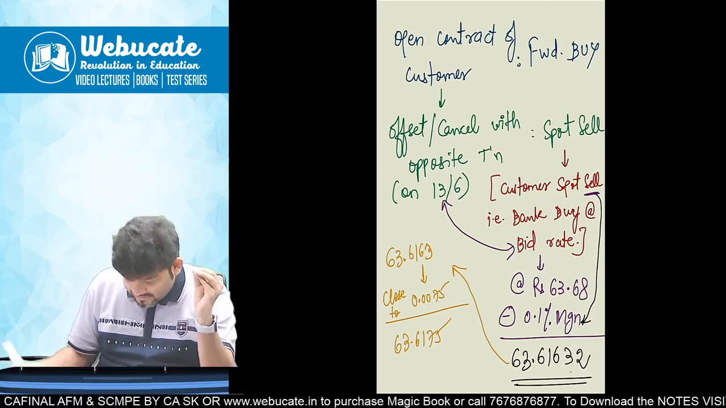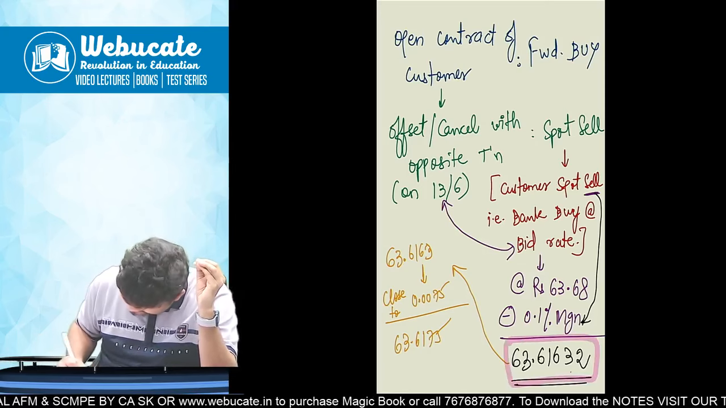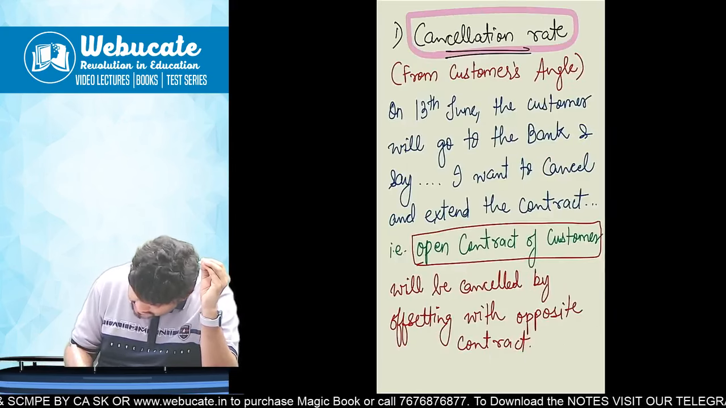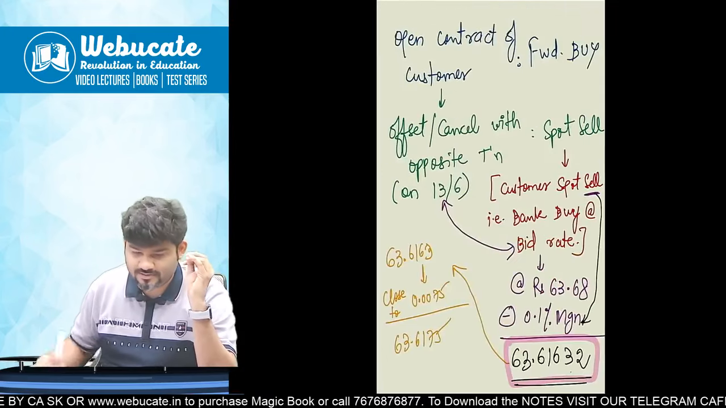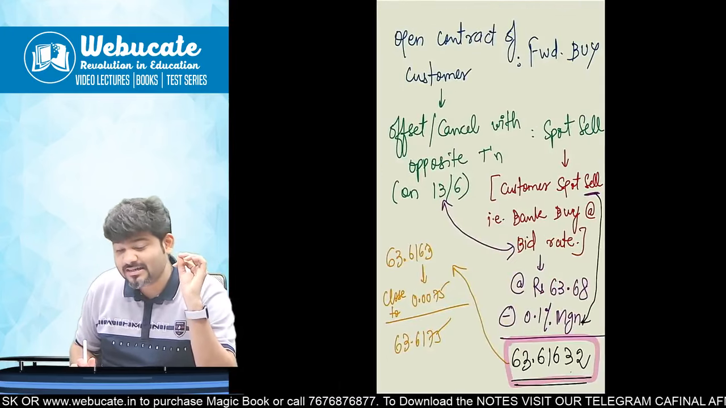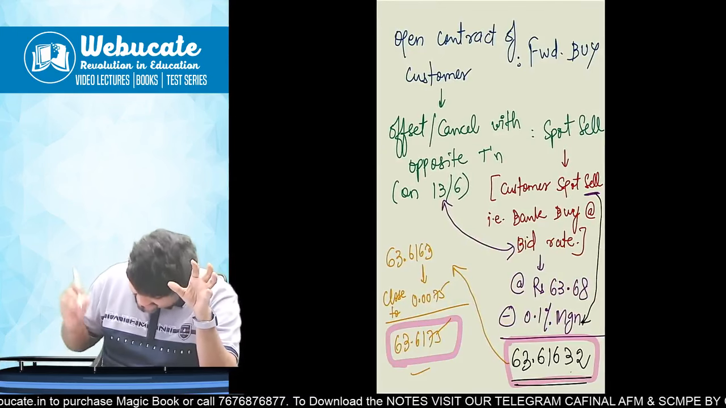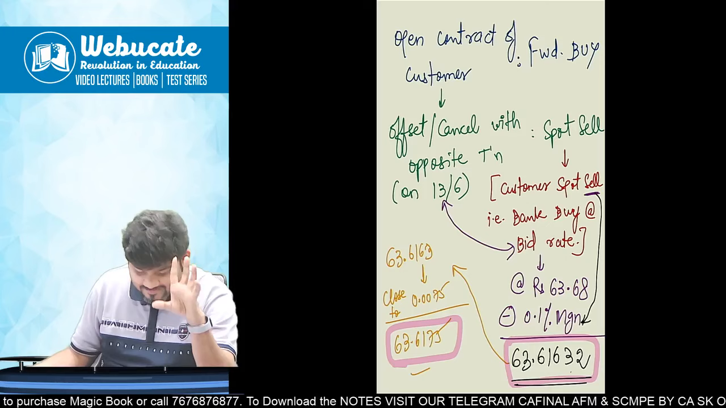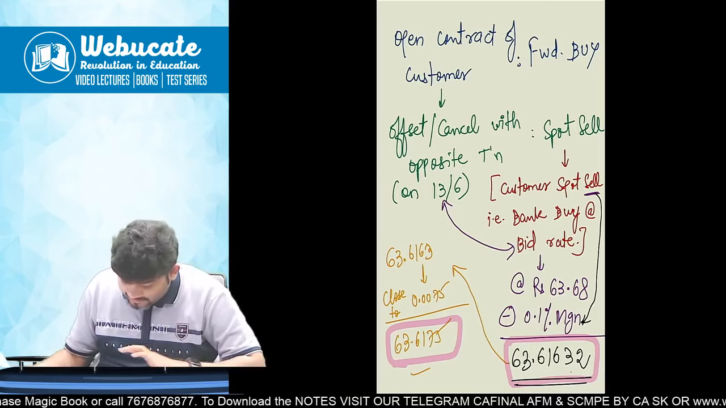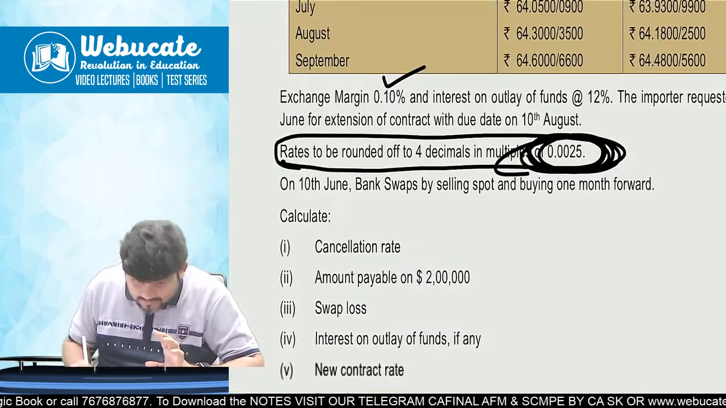So this is your cancellation rate. Basically, this is your cancellation rate. And what is it? 63.6175. Actually, you will get marks only when you write 63.6175. Done. First part is done. Now the second part. Are we clear till here?